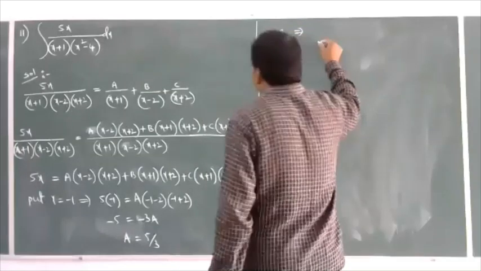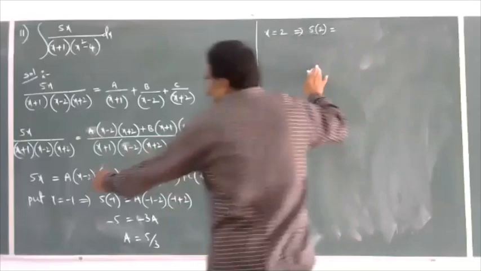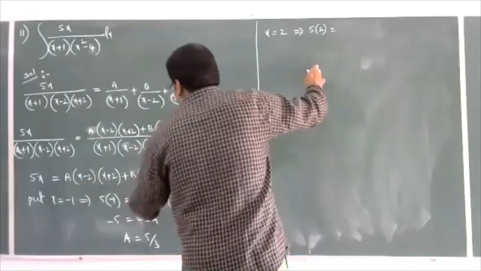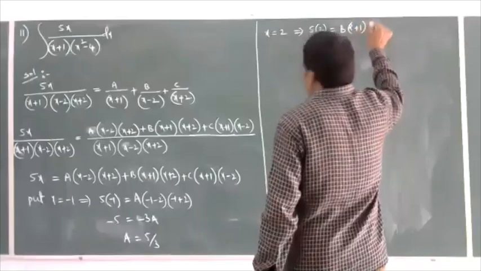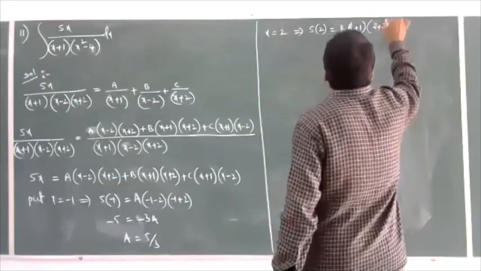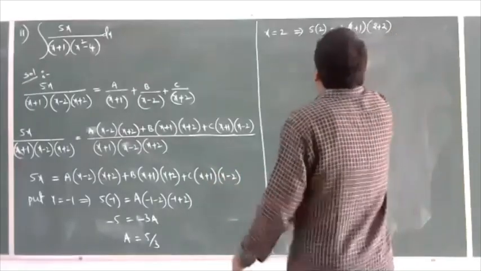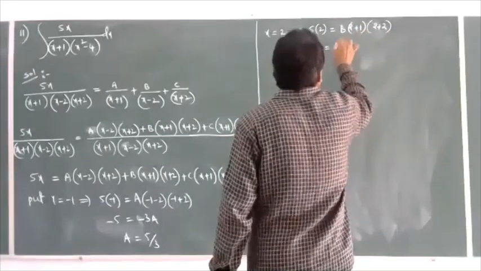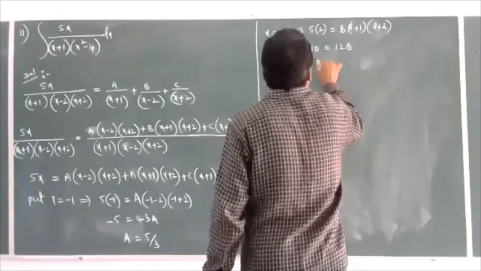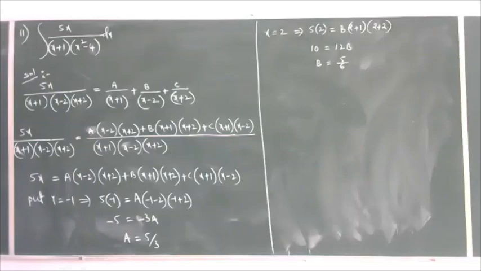That implies 5 into 2 is equal to A into (2 minus 2), this is 0, plus B into (2 plus 1) into (2 plus 2), this term is also 0, (2 minus 2) also 0. That is 10 is equal to 3 into 4, 12B. That is B is equal to 10 by 12, that is 5 by 6.